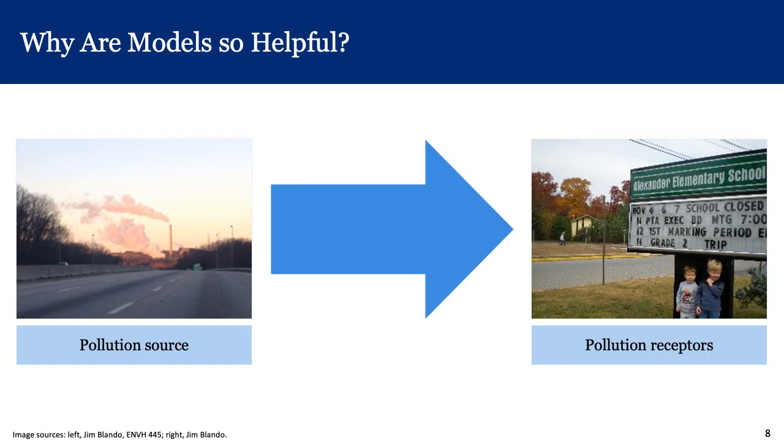So why are these models so helpful? Models are super helpful because they connect the pollutant source to pollutant receptors, right? So I may have emissions at one location, then I can utilize models to connect how they're transported and what they become when they're exposed to pollutant receptors, like these two cute kids in this particular picture here. So that's why models are so helpful. These models are very helpful because they allow me to connect the emissions to the receptor.